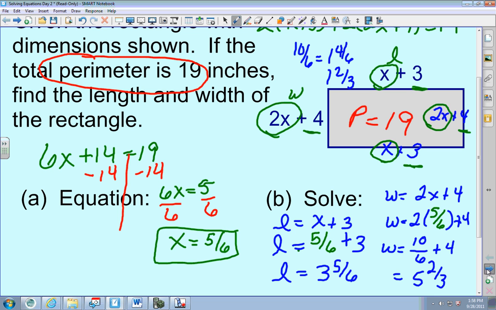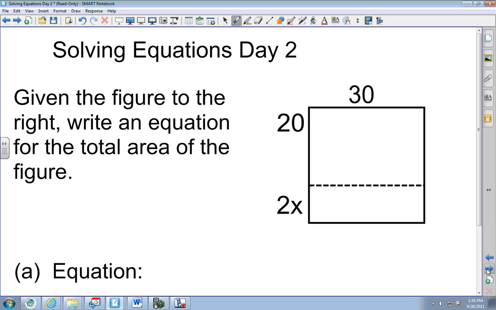Next problem right here says, given the figure to the right, find the equation for the total area of the figure. Well, area is length times width. Well, here's my length. Let's multiply it by the width. Here's the width. This section is 20. This section is 2x. So if I put it together, I'm going to have 20 plus 2x.